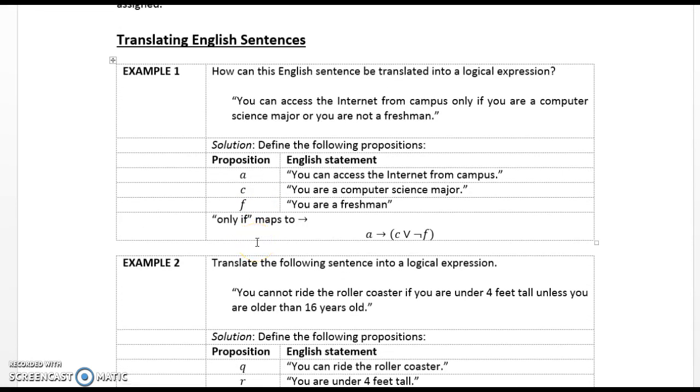Translating English sentences. Example 1. How can this English sentence be translated into a logical expression? You can access the internet from campus only if you are a computer science major or you are not a freshman. Solution. Define the following propositions. A. You can access the internet from campus. C. You are a computer science major. F. You are a freshman. Only if maps to implication. A implies the quantity C or not F.